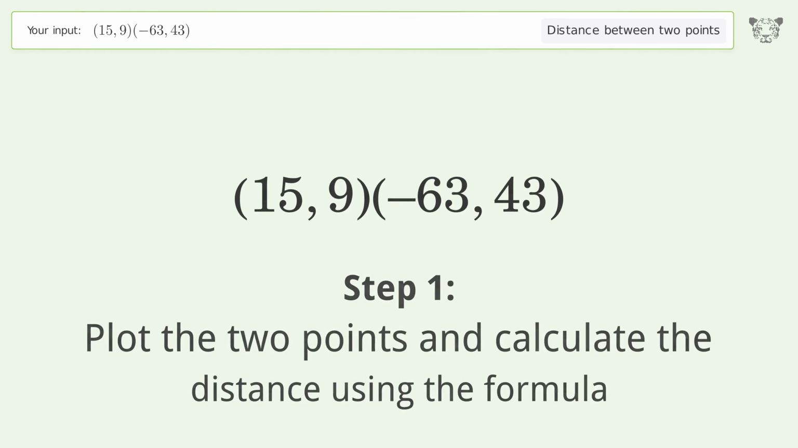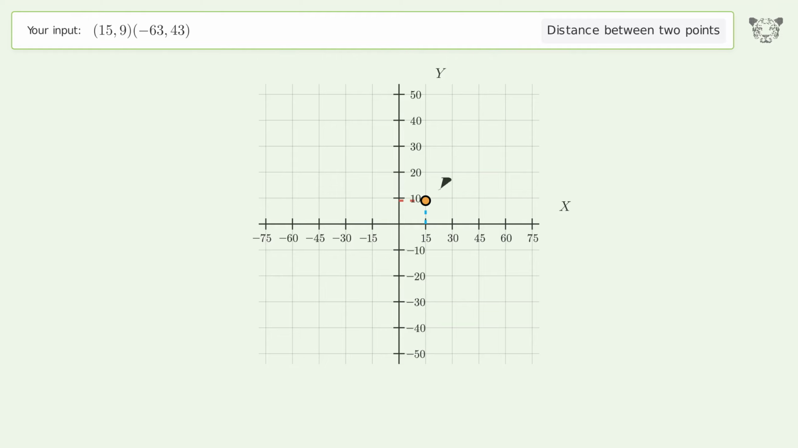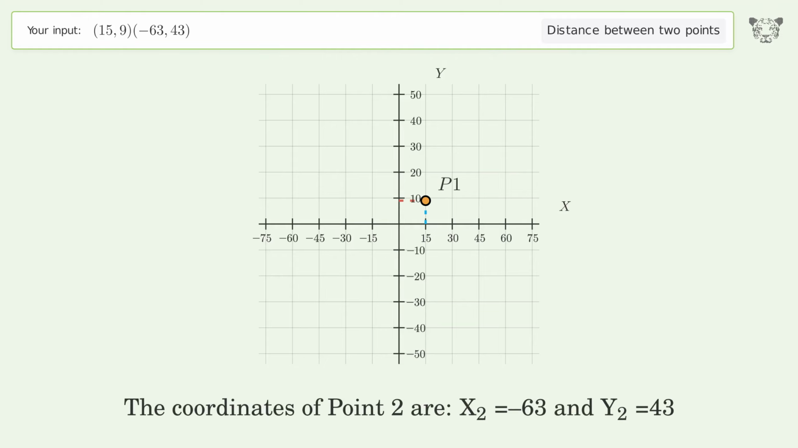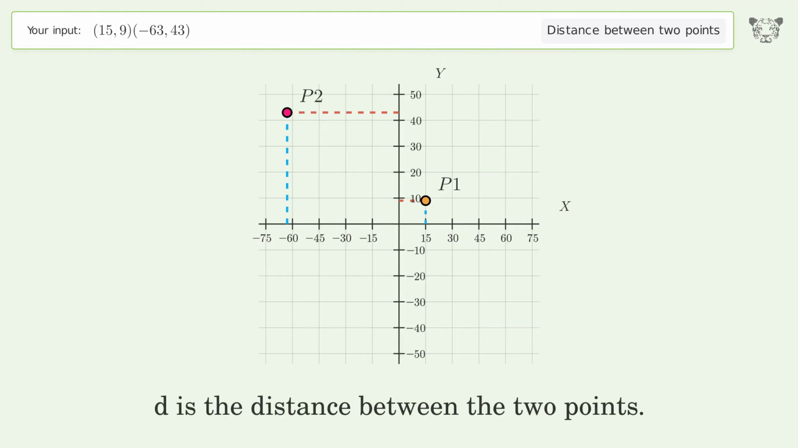The coordinates of point 1 are x1 equals 15 and y1 equals 9. The coordinates of point 2 are x2 equals negative 63 and y2 equals 43. D is the distance between the 2 points.